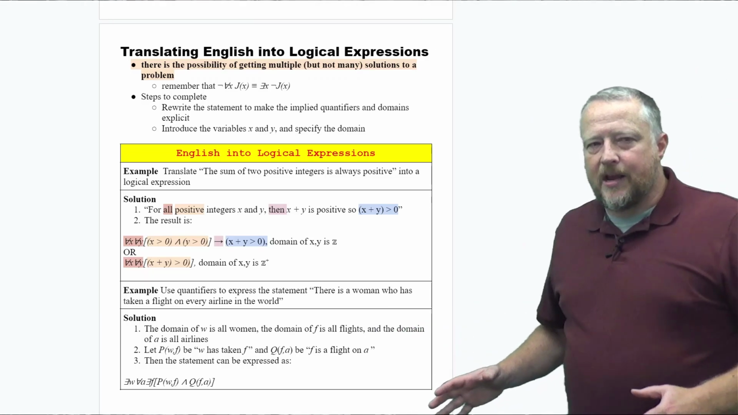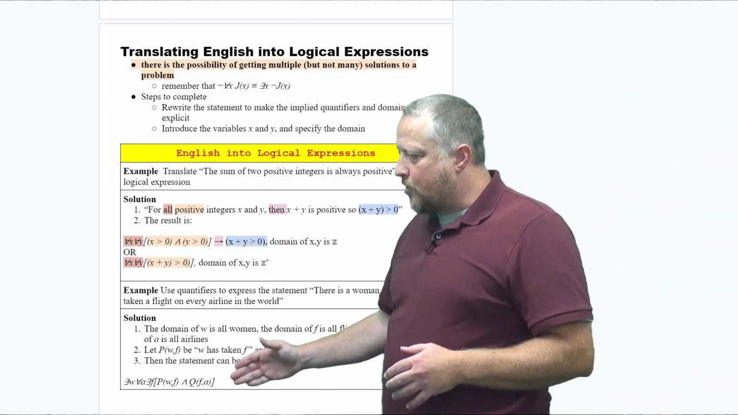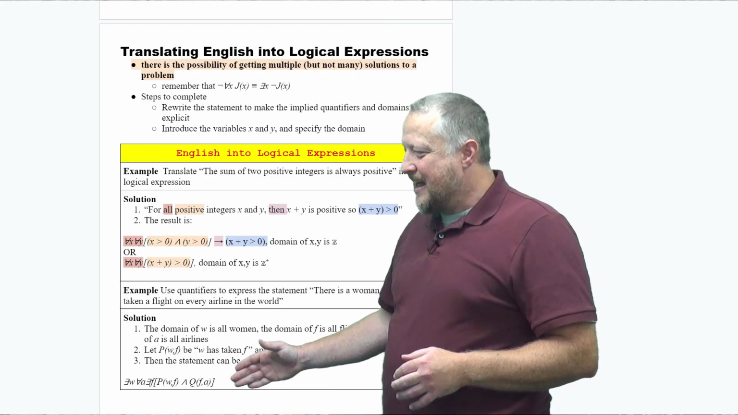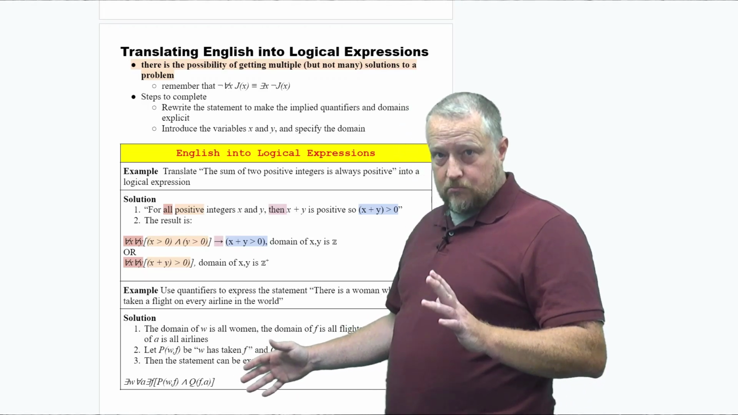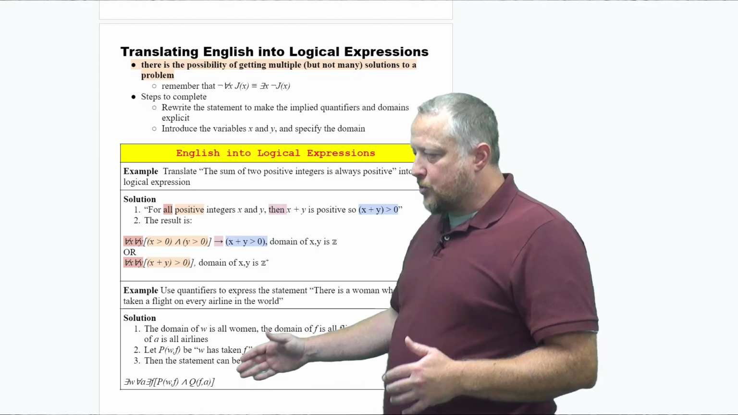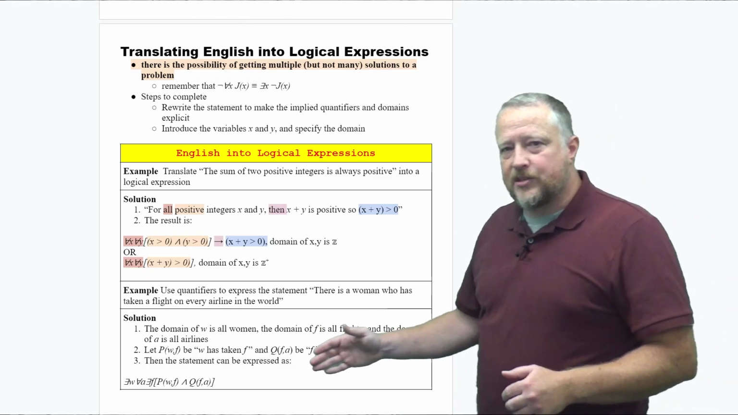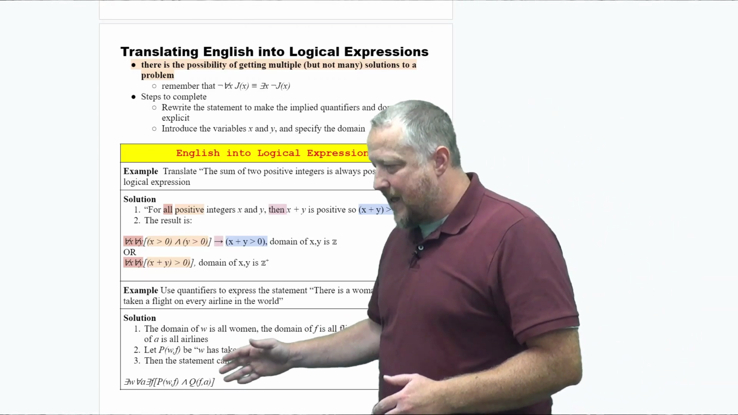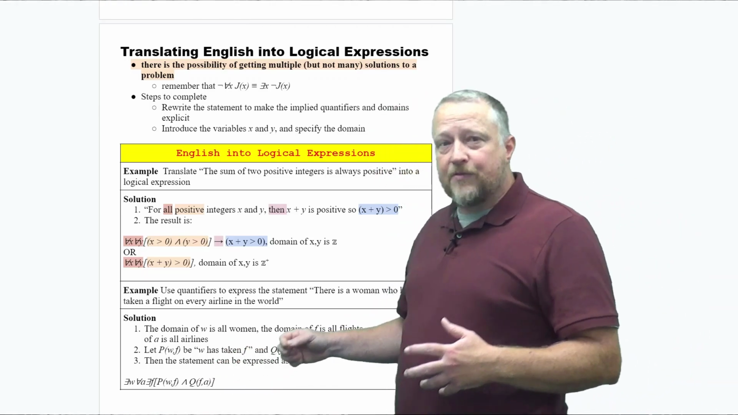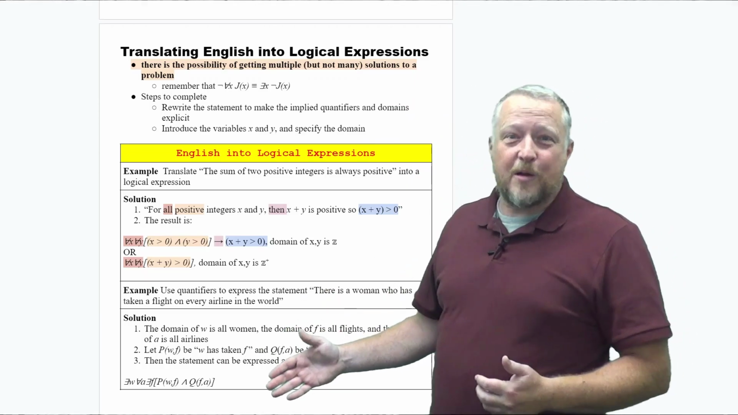So let me break down the answer. Let me go from the inside first. So this last portion right here means that a woman has taken a flight. That's the P part. And that flight was on some airline. Now, that doesn't answer everything, but the interesting part is that just that alone is not enough. So we have to quantify, because there are variables from that.